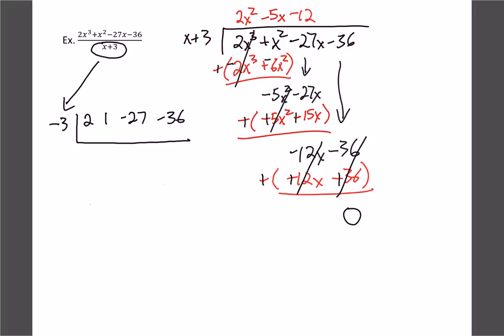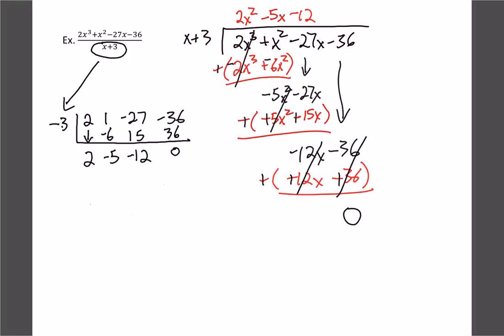And then all we do is carry down numbers and multiply. So we bring down the 2, and then we multiply. Negative 3 times 2 gives you negative 6. Add those two together. So you carry it down, multiply, add. So 1 plus negative 6 gives you negative 5. Now we multiply again. Negative 3 times negative 5 gives us positive 15. Add those two numbers together. So negative 27 plus 15 gives you negative 12. Negative 3 times negative 12 is positive 36. Add those together, we get 0.